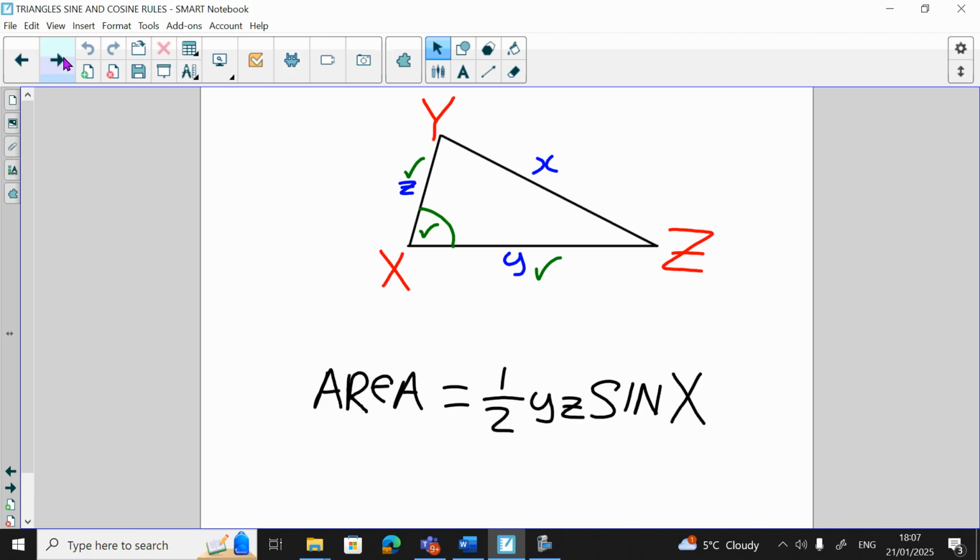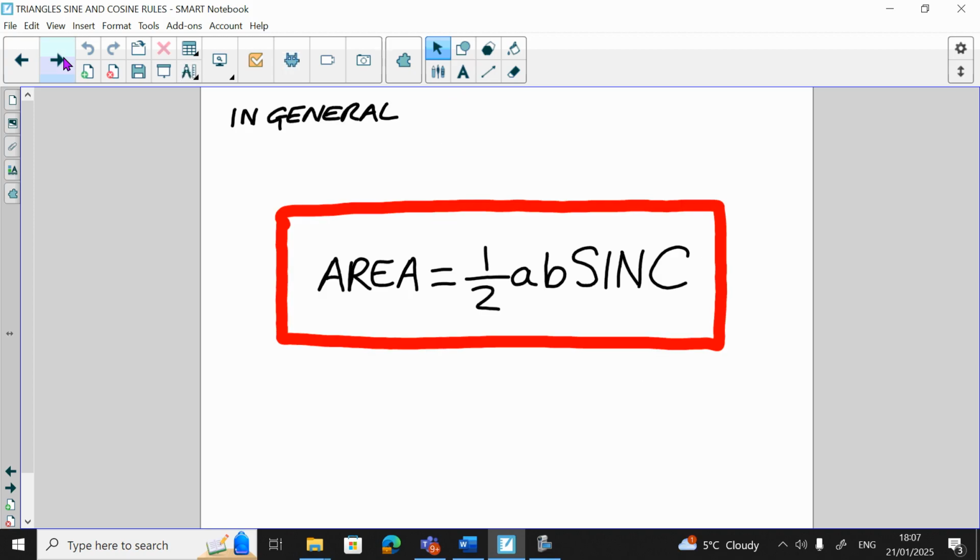Right, so for that triangle there, I went through all three possibilities of what could occur in order for us to obtain the area. As long as you've got the two sides and the angle between the two sides, you can calculate that area via this formula. So in general, it's going to be half ab, it doesn't have to be those letters, where a and b are the two sides, times the sine of the angle between those two sides. I'm calling it C here.